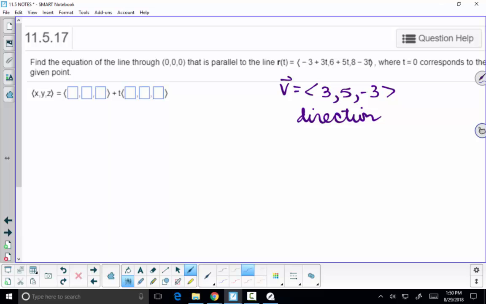And that means that has to be the direction for the line we're trying to find. And we'll put that right in here: 3, 5, -3. And then what would be a point that's on the line we're trying to find? Yeah, 0, 0, 0, right there. Boom. So the equation for this line would be nothing more than that. So that would be the equation of the line through the origin parallel to R.